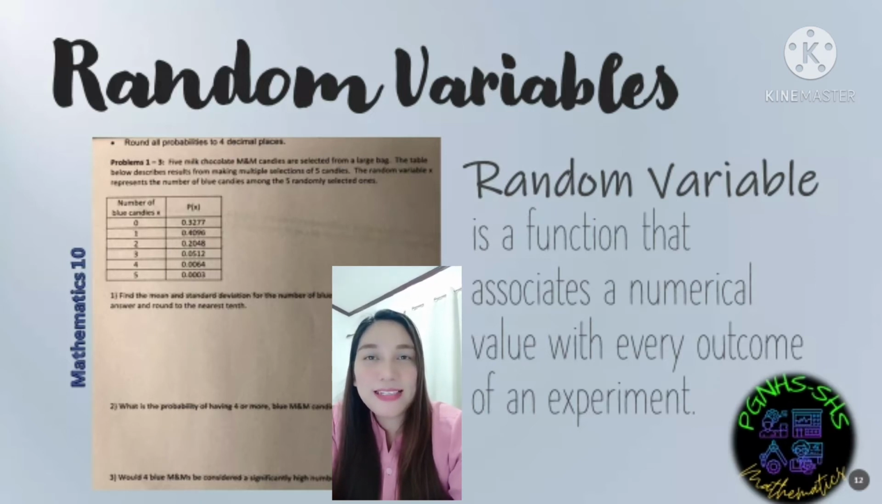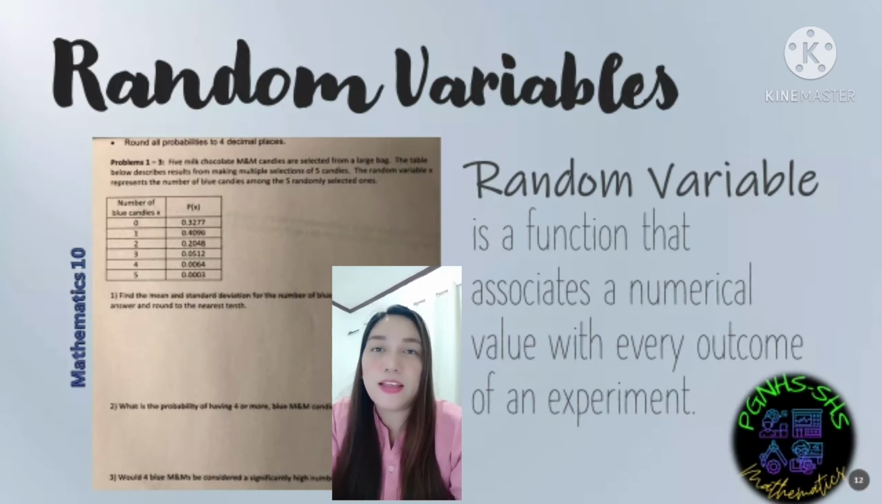An uppercase letter, commonly X, is used to denote a random variable, while the corresponding lowercase letter x is used to denote one of the values of a random variable. A random variable has either a probability distribution for a discrete random variable or a probability density function for a continuous random variable.